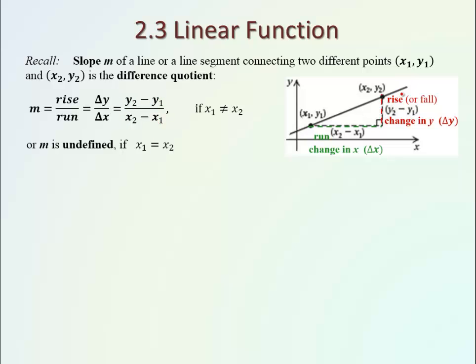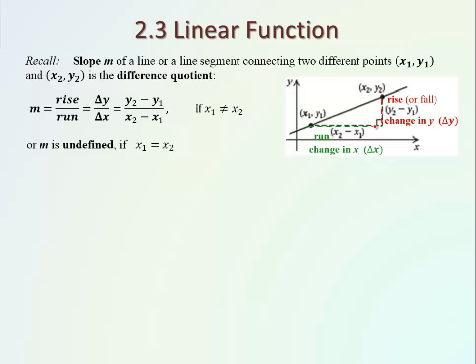How does it look on the diagram? If we have two given points, and if we complete the right angle triangle by projecting those points vertically and horizontally, then the vertical change is measured by the difference y2 minus y1, and the horizontal change is measured by the difference x2 minus x1. The horizontal change is also called the run part, and the vertical change the rise part, or fall if the change is negative.